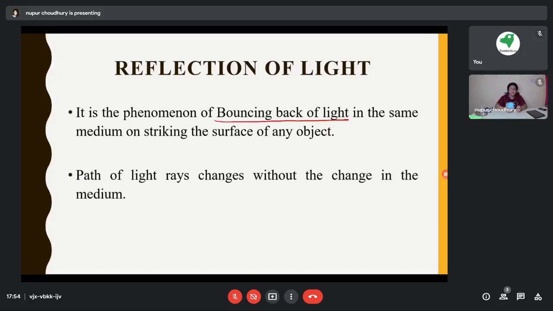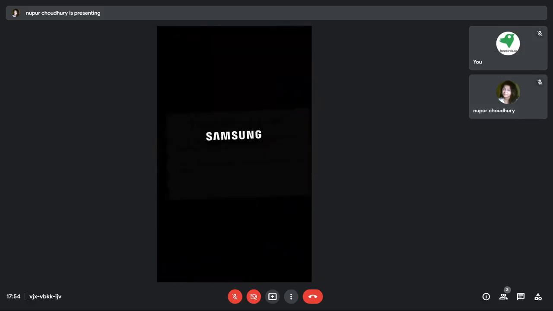We also have the next point, which says that the path of light rays changes without the change in the medium. Now to understand this particular path of light, I have to draw it and show you.